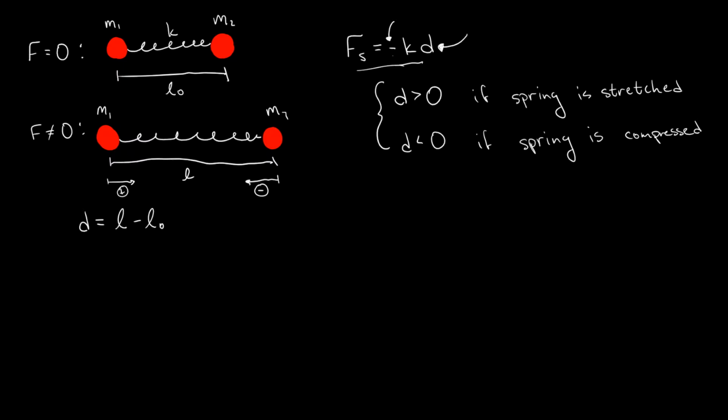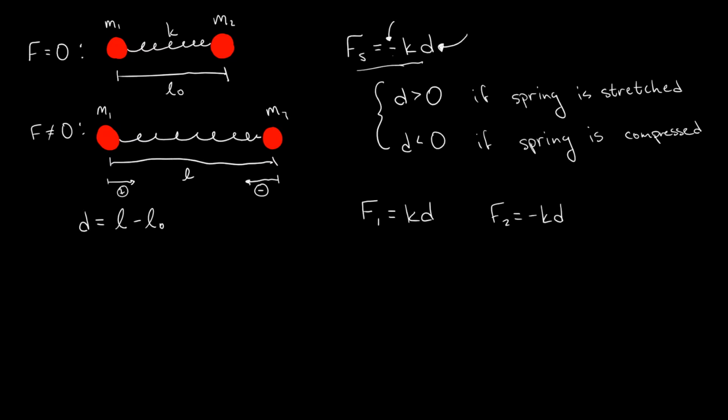So we can write out the forces pretty easily as just, the force on 1, again, this one's positive, KD. And then F2 is going to be negative KD. And you can see this works the other way around. If L was less than L0, meaning this thing is compressed, D is negative, and the mass here is going to feel a push to the left, whereas the mass 2 is going to feel a push to the right.